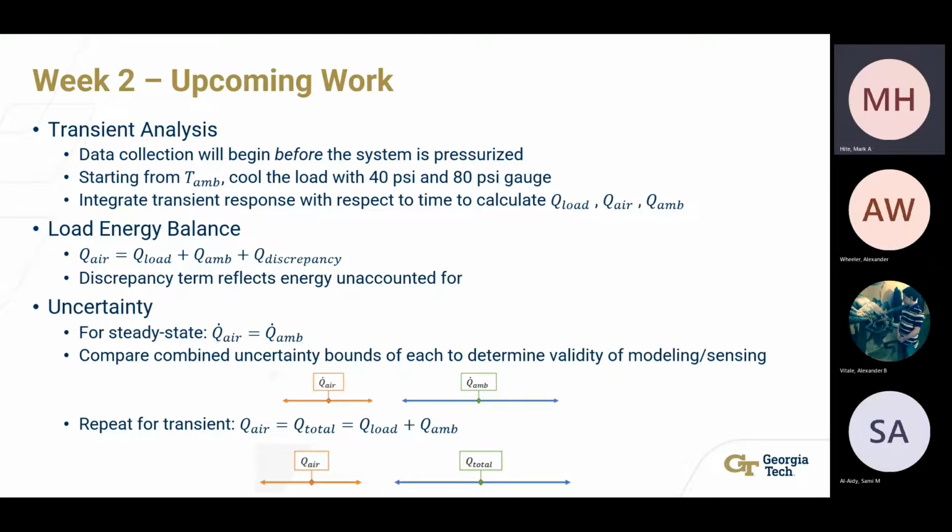Looking at our uncertainty analysis, we found that during the steady state response, the energy rate coming in from the surroundings should equal the energy rate going out to the cold air. We can compare the combined uncertainties of these terms to determine the validity of our modeling and sensing. This process will be repeated for transient analysis, where we'll compare the uncertainty of Q air against the uncertainty of Q load and Q ambient, which is shown here as Q total.